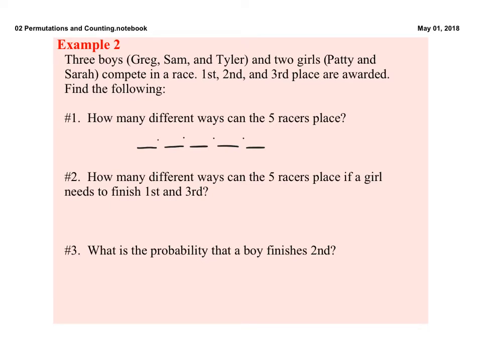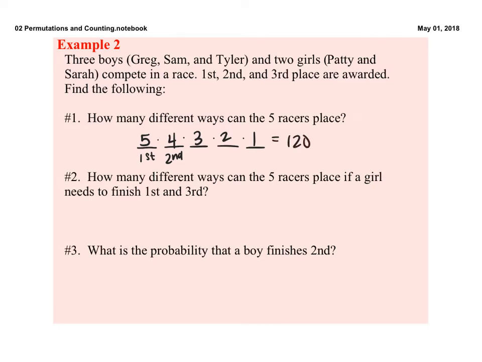So when we look at the first place position, there are 5 different kids, 3 boys and 2 girls, that could be selected for that spot. Once one of them finishes first, now there's only 4 kids that could be selected for second place, 3 for third place, 2 for fourth place, and 1 for fifth place.